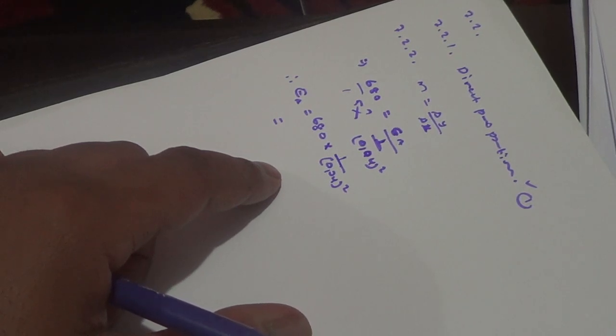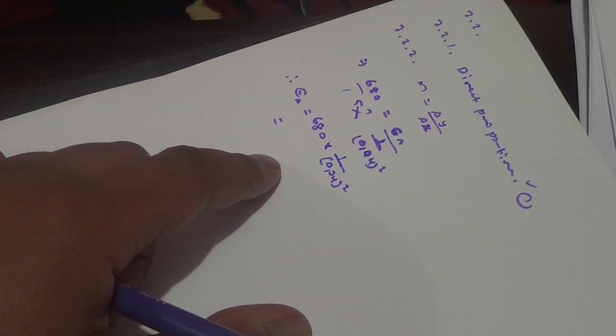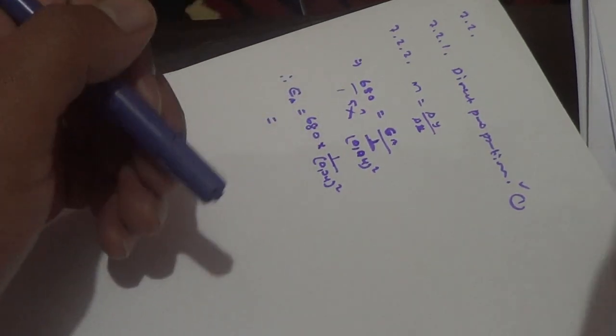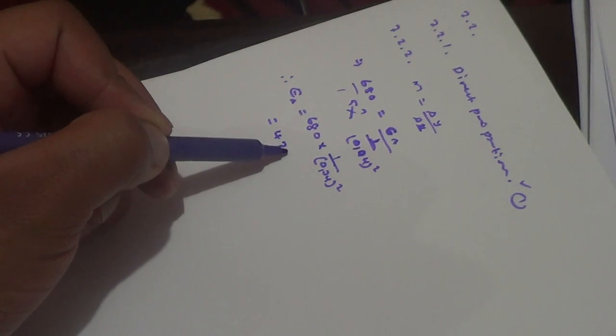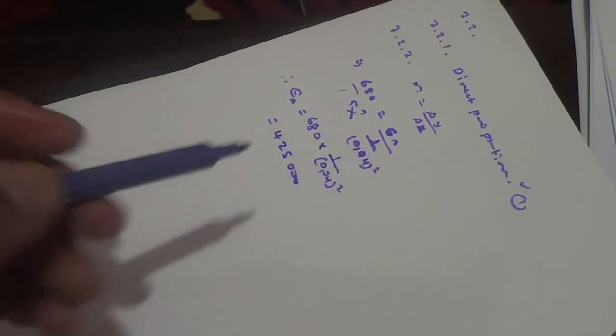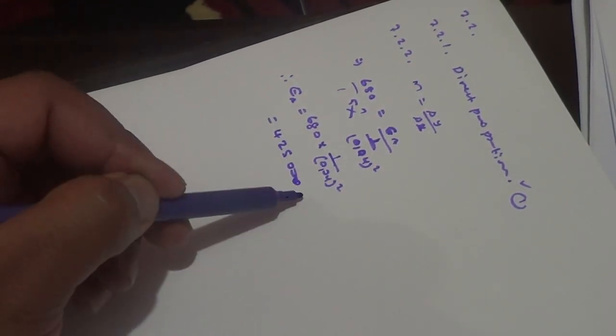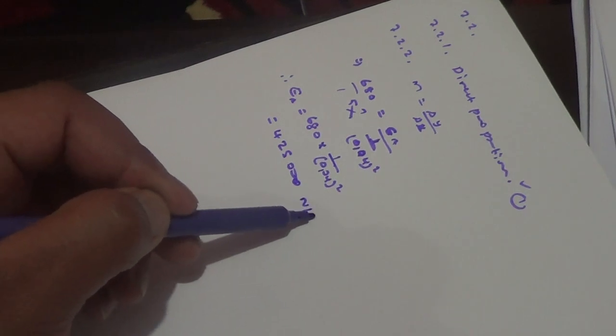0.04 squared. Hey, my energy levels are escaping me. Yeah, it's the one times 680. So I'm getting a very big number, but usually this is what you would get, right? 425,000. So 425, like that, 0, 0. Remember, electric field is newtons per coulomb.